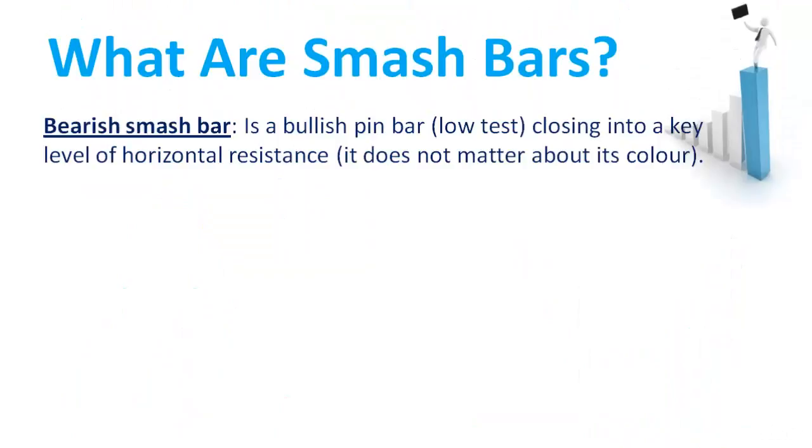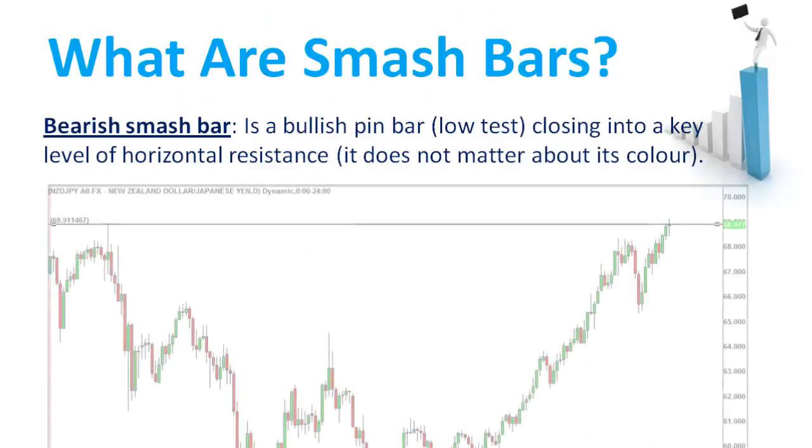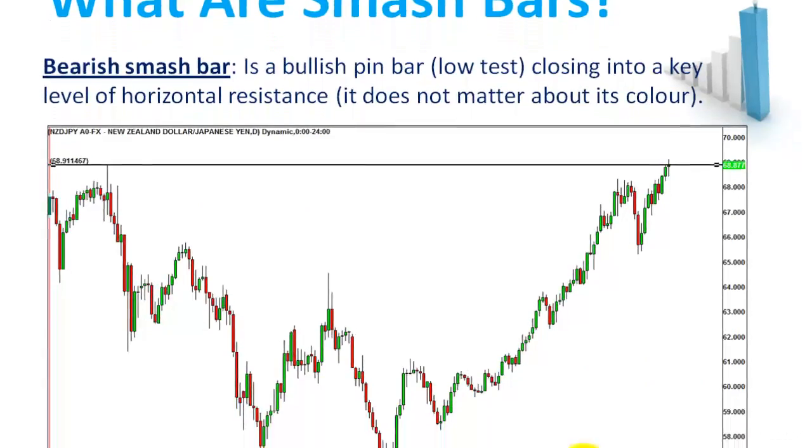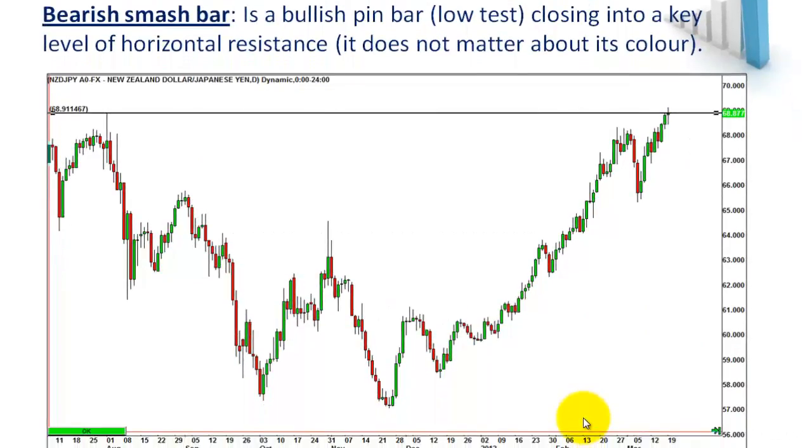So a bearish smash bar is a bullish pin bar or low test, you might know it as, closing into a key level of horizontal resistance. It could be a soft level or a hard level. It doesn't matter about the color. Like with most instances where we're looking at pin bars, the color doesn't really mean anything. However, it's all about where the open is in relation to the close.